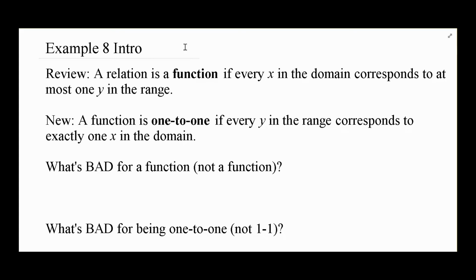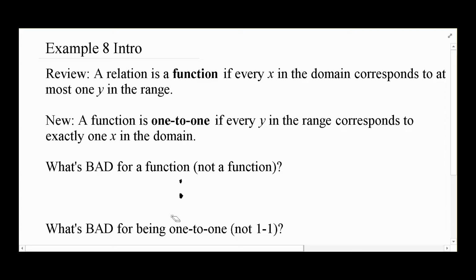So I want to remind you that a function is a type of relation that for every x in the domain, there corresponds at most one y in the range. There's your fancy definition. But remember, really what this means is it passes the vertical line test. What's bad for a function, for something not to be a function, is when there's a given x value with two different y values. So this is when it fails the vertical line test. That's bad for a function.